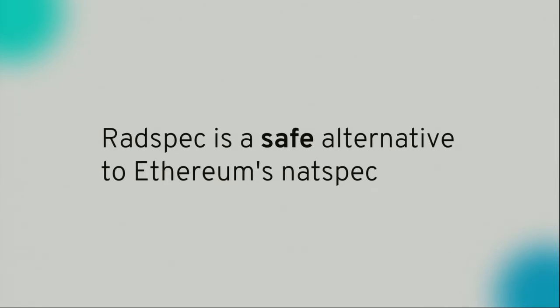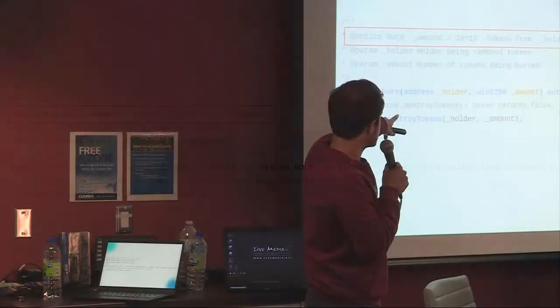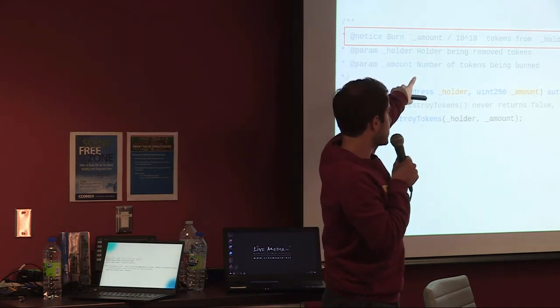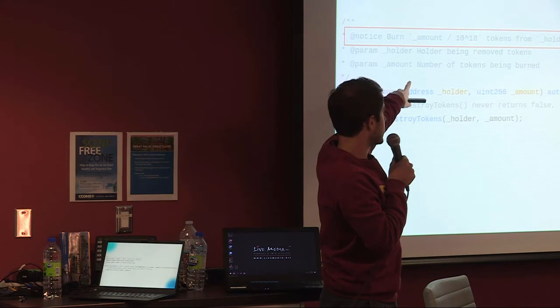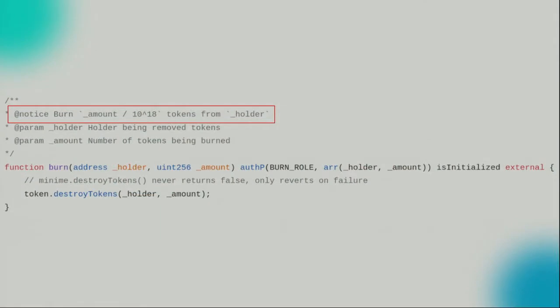So we built a safe alternative called Radspec. Radspec is basically Natspec, but totally safe, and you can describe what your code does. For example, here, this is the burn function of our finance app in Aragon, and it doesn't really matter what it does; it just matters the notice there. As you can see, there are two parameters, holder and amount. And what you can do with Radspec is multiply, or display. You can do string interpolation from your parameters to some human-readable version of that.